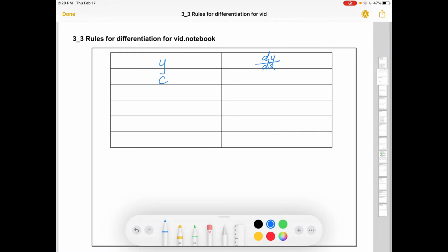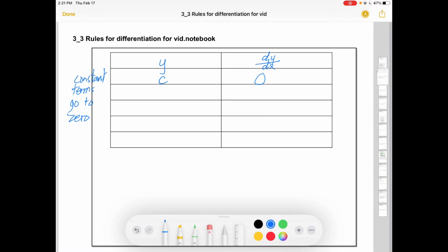The derivative of a constant, c, is 0. That makes sense. If you were to graph y equals a constant, like y equals 2, that's a horizontal line. What's its slope like everywhere? It's 0. So the derivative of a constant term is 0. Let's put that here.